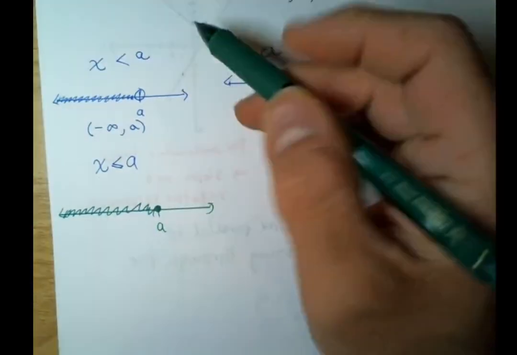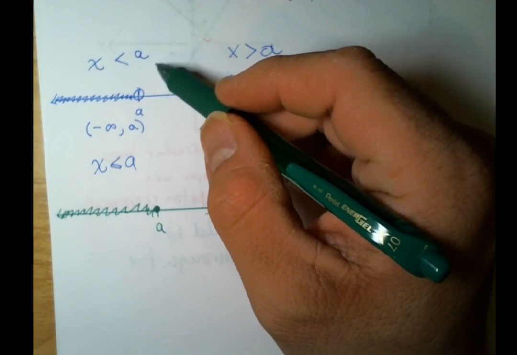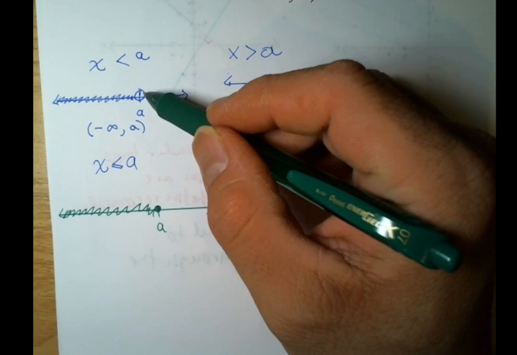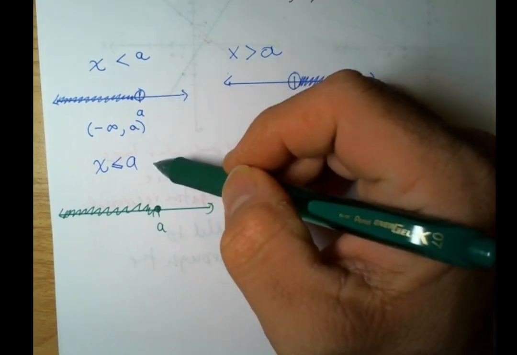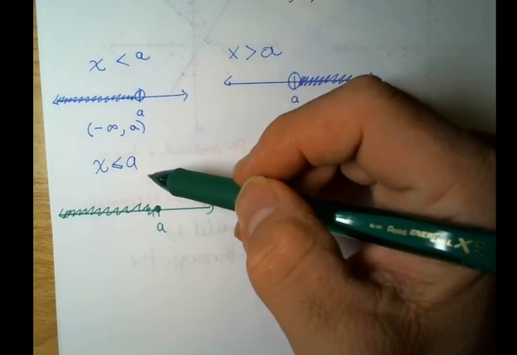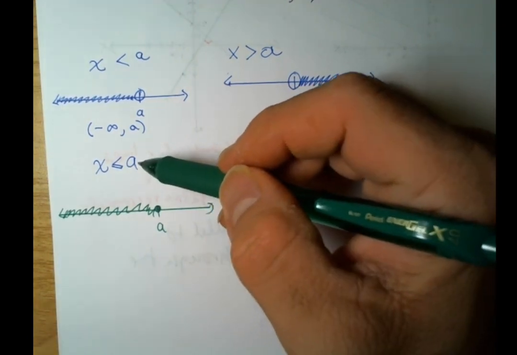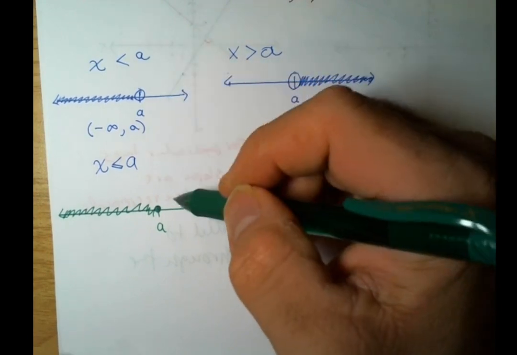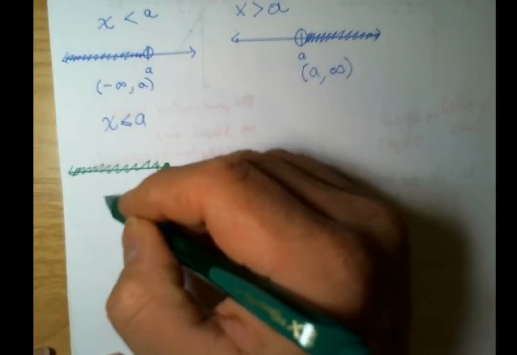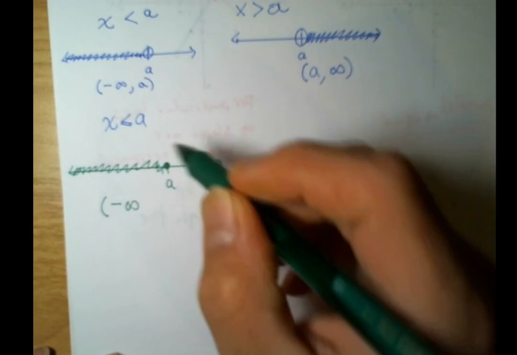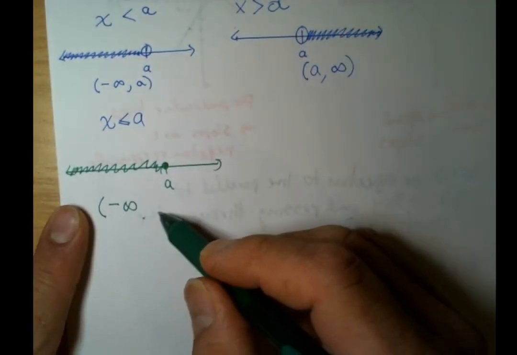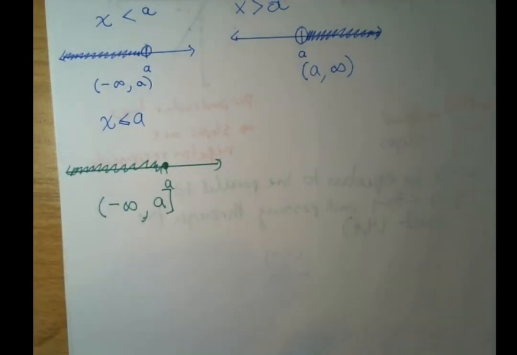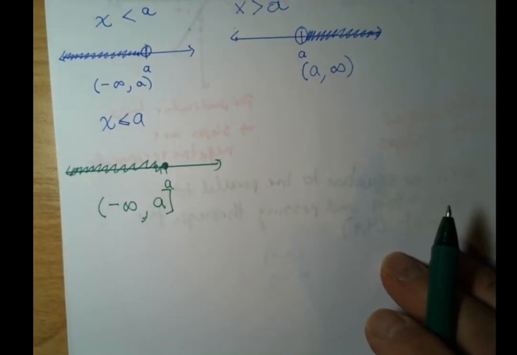As before, with x less than a, a made this a false statement, which is why we don't include it. a is not less than a. But with less than or equal to a, we can ask: is a less than or equal to a? Well, it's not less than, but it is equal. It satisfies one of those conditions, so now we include it. In terms of interval notation, again, it's unbounded on the left, so from negative infinity, and on the right we have a. So we have those square brackets.